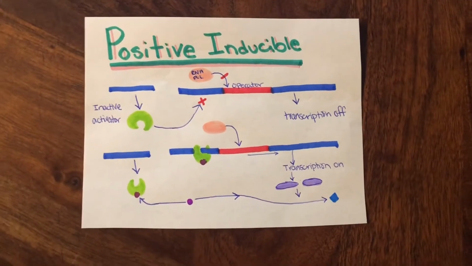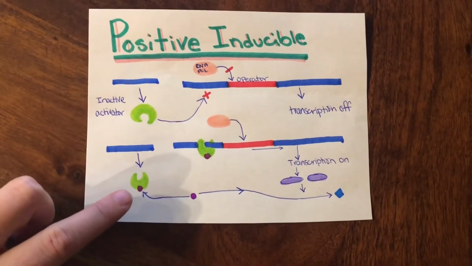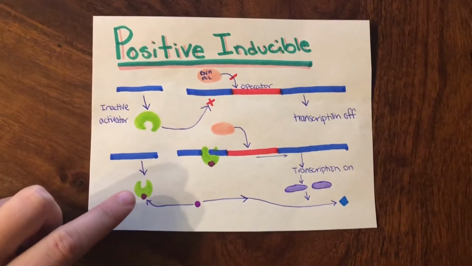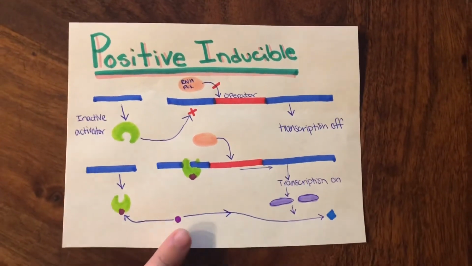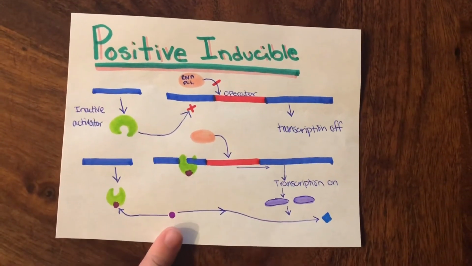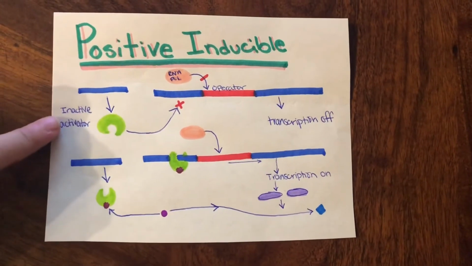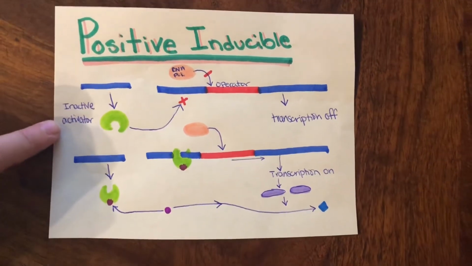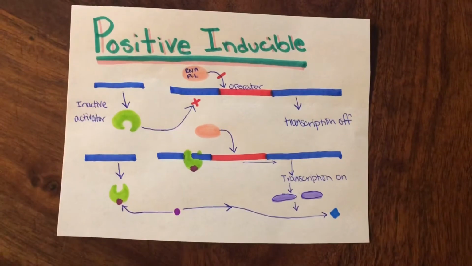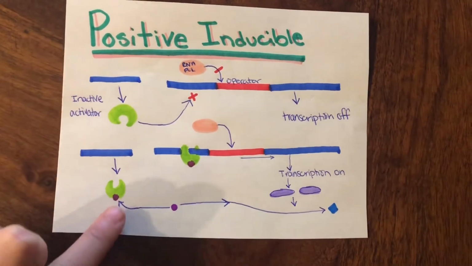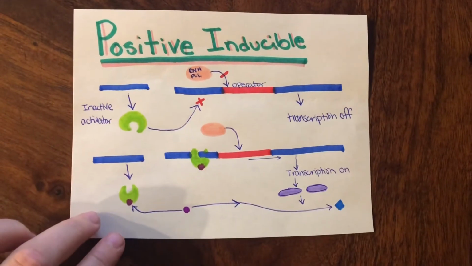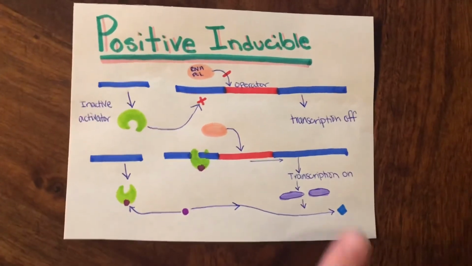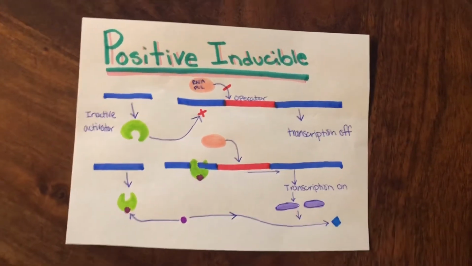And just to elaborate a little bit more on the small molecule's influence in positive inducible control, transcription is only going to be turned on if this molecule is present, as you can see here in the bottom example. In the top example, we do not have the small molecule, and therefore transcription is not going to occur. This is what makes this an inducible reaction, and therefore it is crucial to the occurrence of transcription in this mechanism.